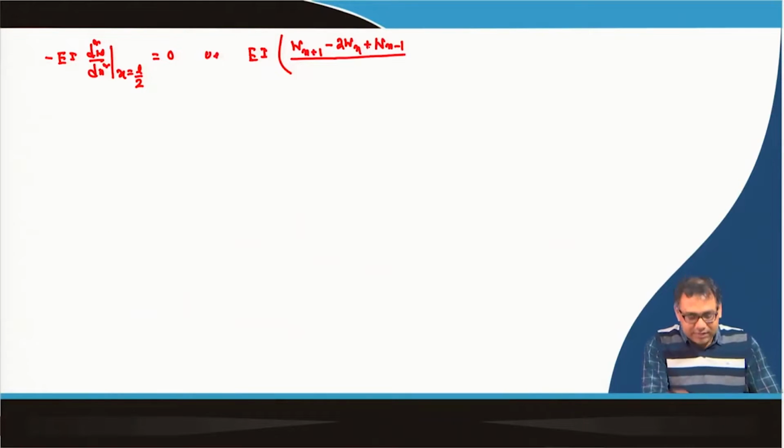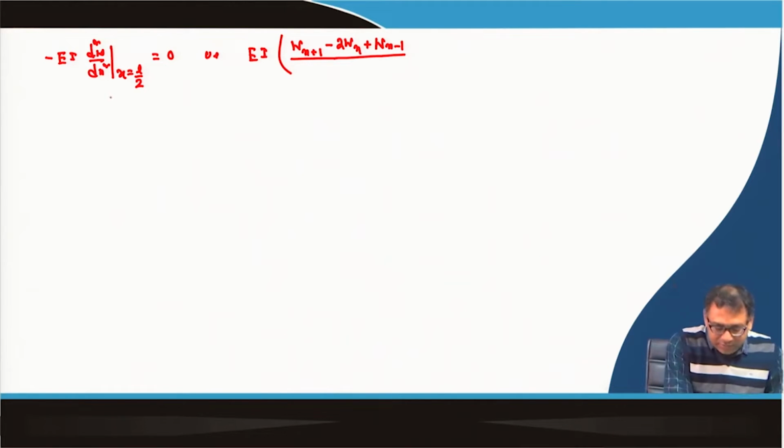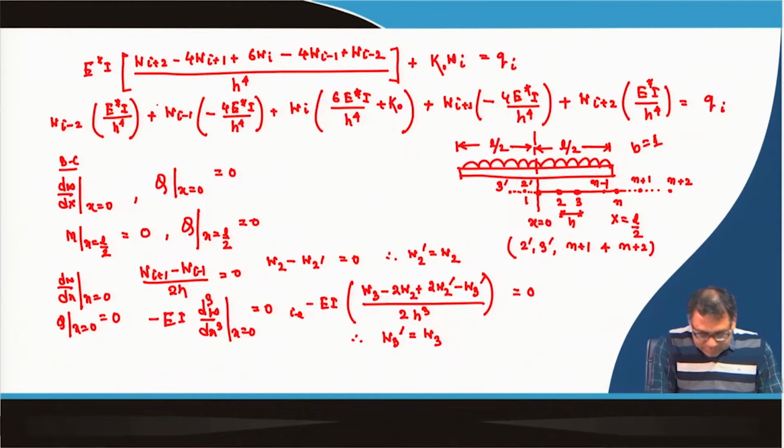Okay. I am expressing these d square w dx square, and I am applying these conditions at the nth node, because that is x equal to L by 2. That means this is the nth node. We have to apply these two conditions at the nth node, and also at the first node, or node number 1.